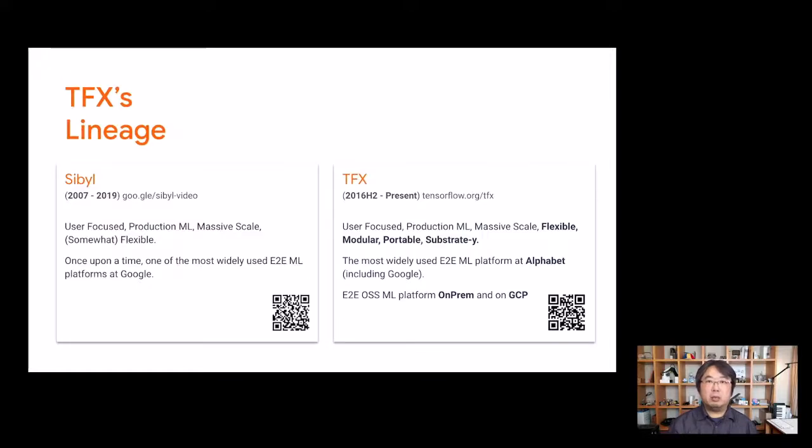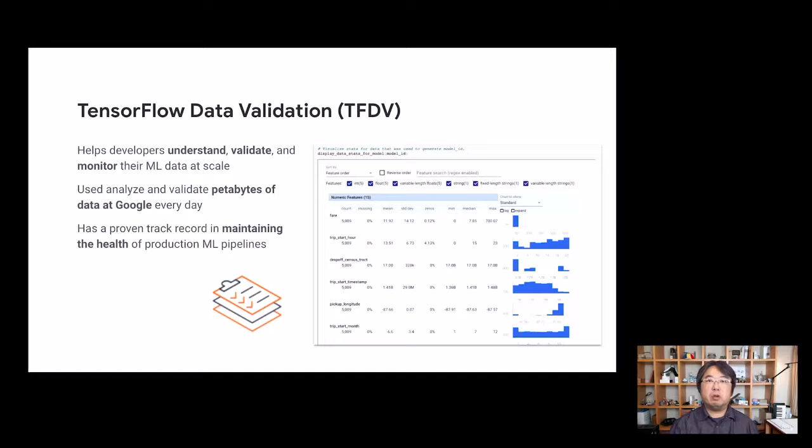TFX is based on its previous version called Sibyl. Sibyl has been one of the largest machine learning production frameworks used in large machine learning services at Google. And now the TensorFlow team is rewriting the framework as an open source tool called TFX. Many large machine learning production systems at Google, like the Google Play and YouTube teams' machine learning systems, are now based on TFX. So it's a proven technology. One of the components TFX provides is TensorFlow Data Validation, or TFDV.